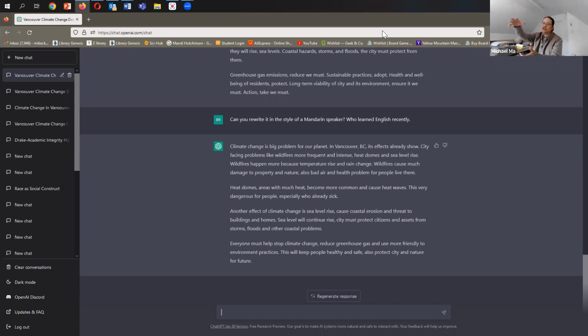Like in one session, it remembers everything that you've asked it in that session, so it can refer back to that one session. But then, of course, when you close that session, it forgets everything.